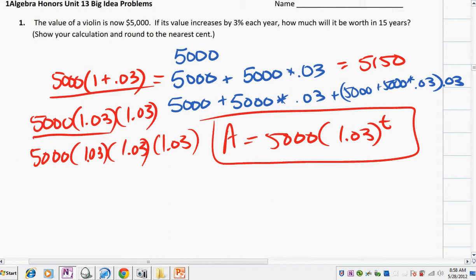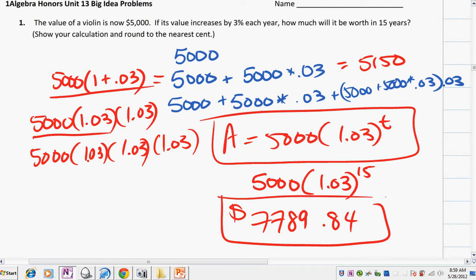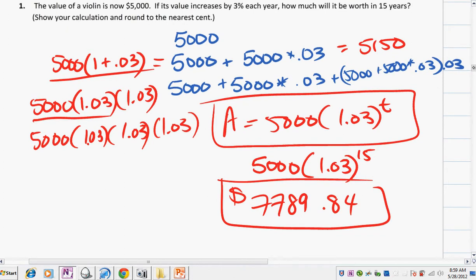So how much would I have? How much would it be worth in 15 years? 1.03 raised to the 15. Calculating that out. 1.03 raised to the 15. $7,789.84. Round to the nearest cent. So quite a good profit at 3%. So keeping in mind percentage growth is exponential growth.